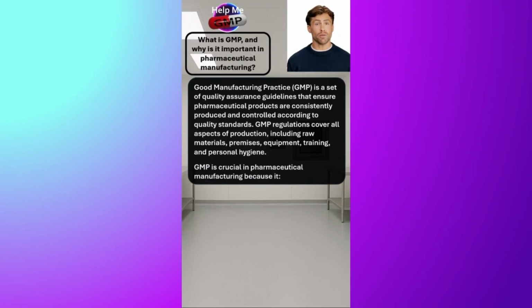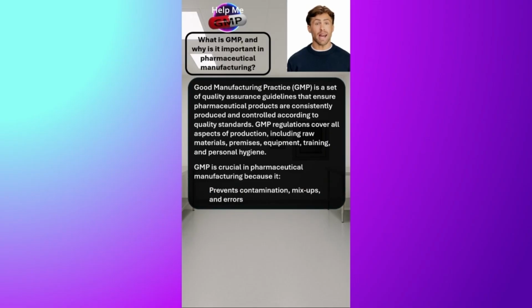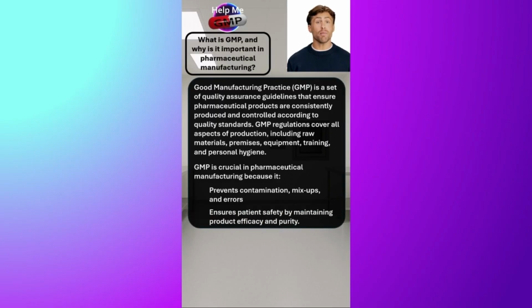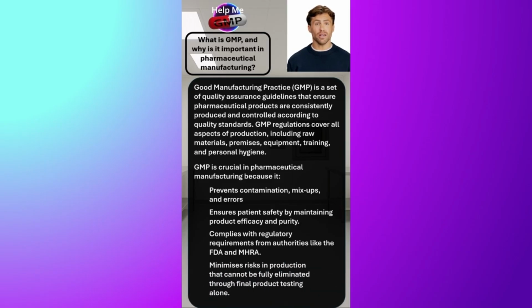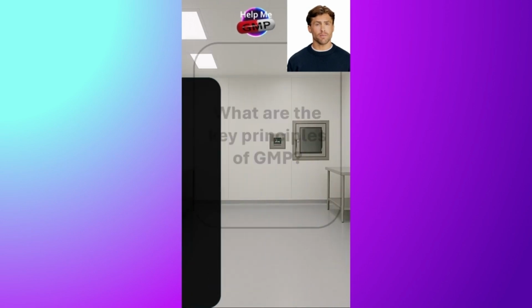GMP is crucial in pharmaceutical manufacturing because it prevents contamination, mix-ups, and errors. It ensures patient safety by maintaining product efficacy and purity. It complies with regulatory requirements from authorities such as the Food and Drug Administration and the Medicines and Healthcare Products Regulatory Agency, and it minimises risks in production that cannot be fully eliminated through final product testing alone.